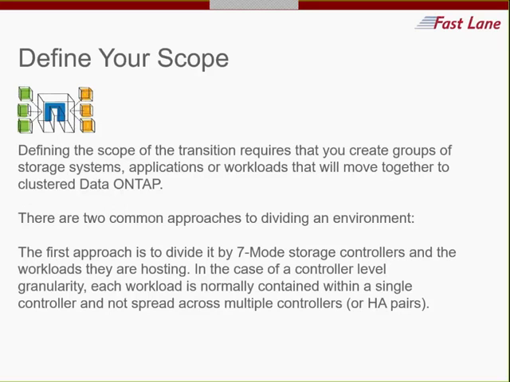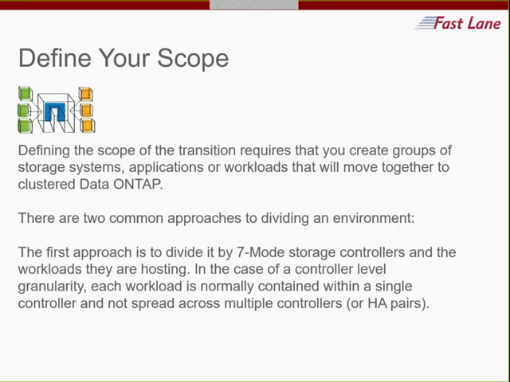An example of this is Exchange. Exchange typically will have storage involved for the database and storage that's involved for the logs. And they tend to be different LUNs or volumes in your environment. So we would look to group those together because you want to take the entire Exchange environment across in one hit. So the first approach would be to divide your 7-mode controllers and the workloads they're hosting, in the case of a controller level granularity. And each workload is normally contained within a single controller and not spread across multiple controllers or HA pairs.